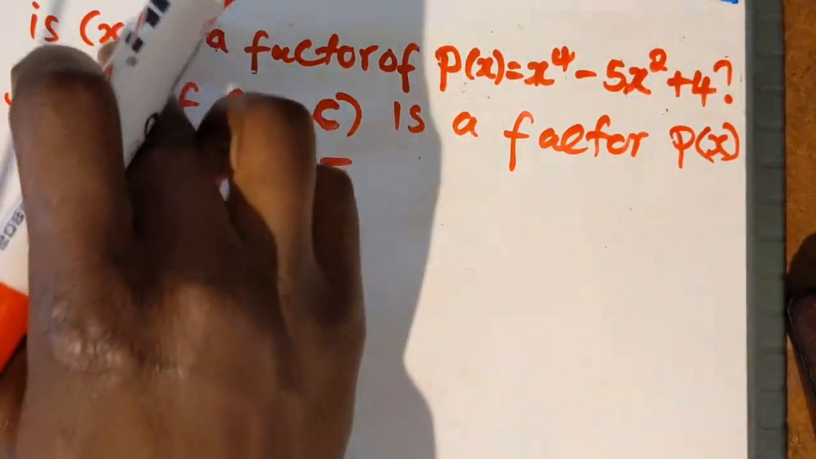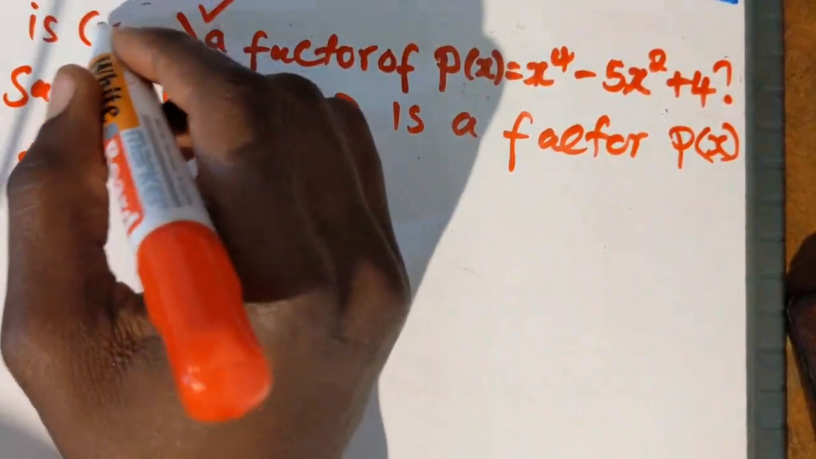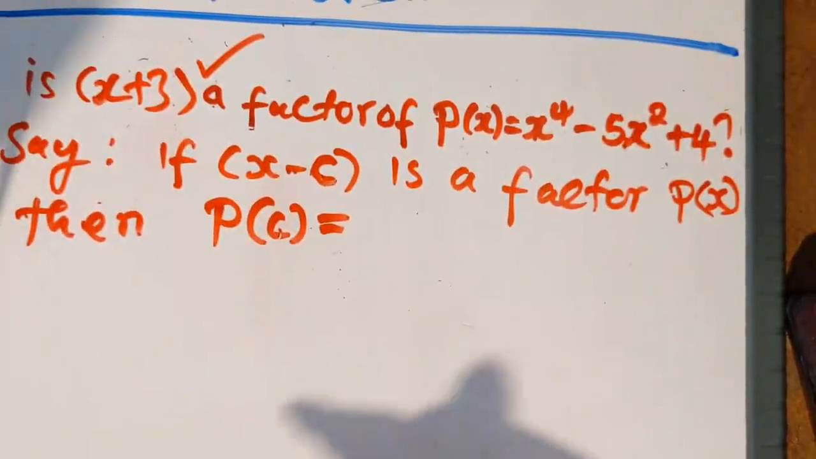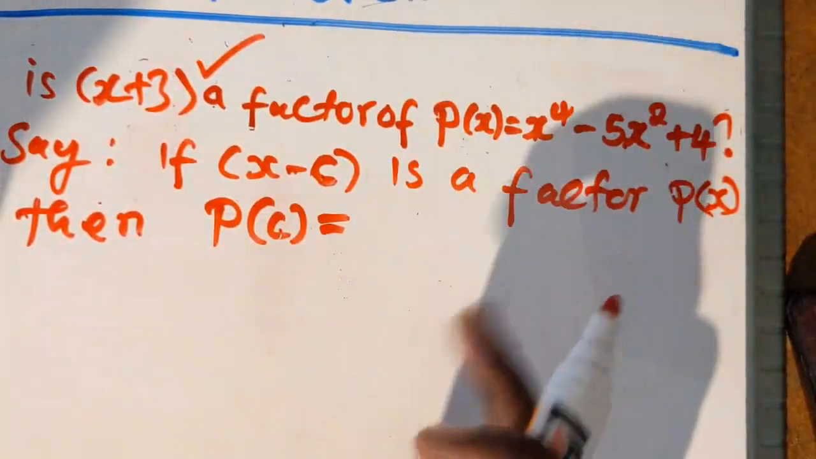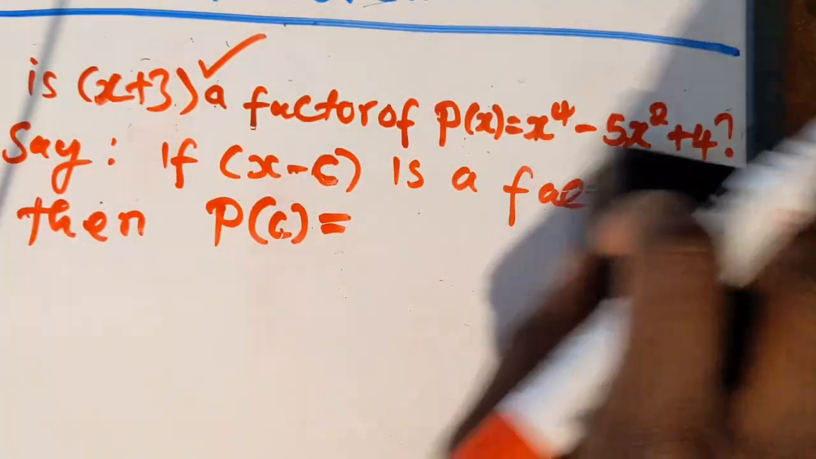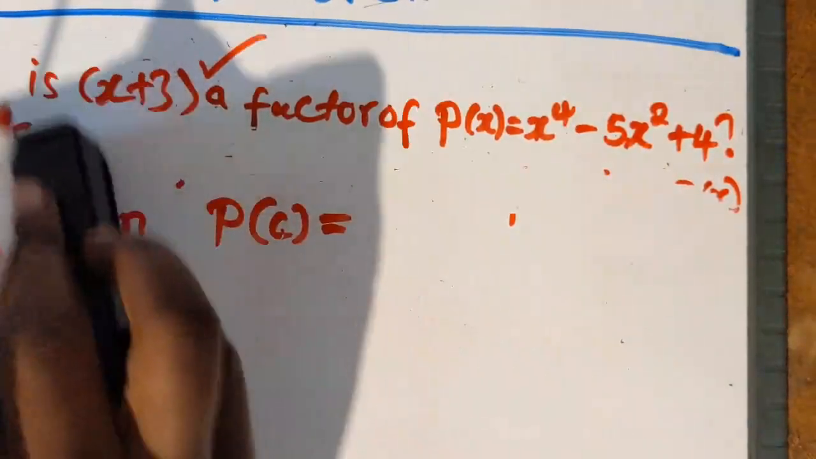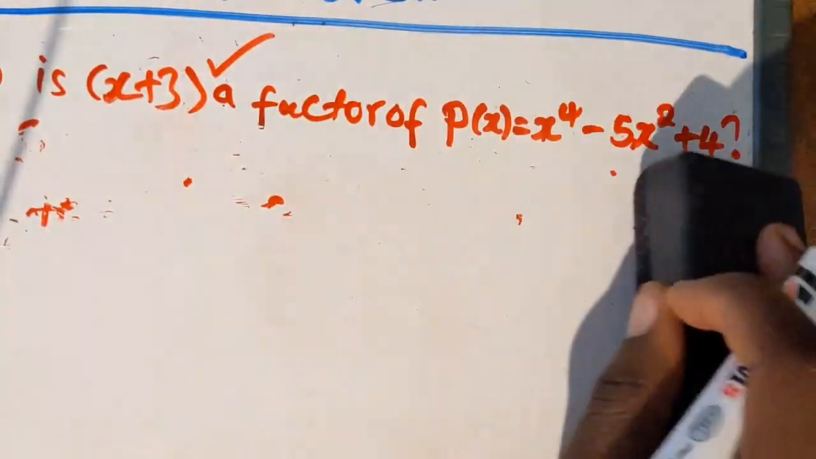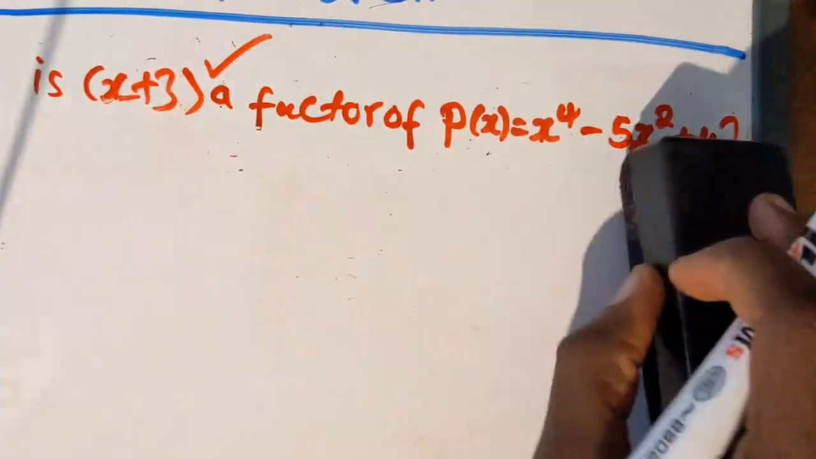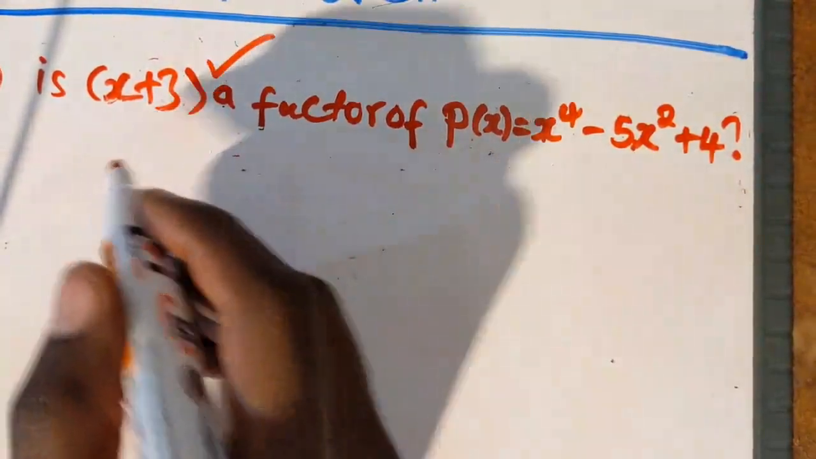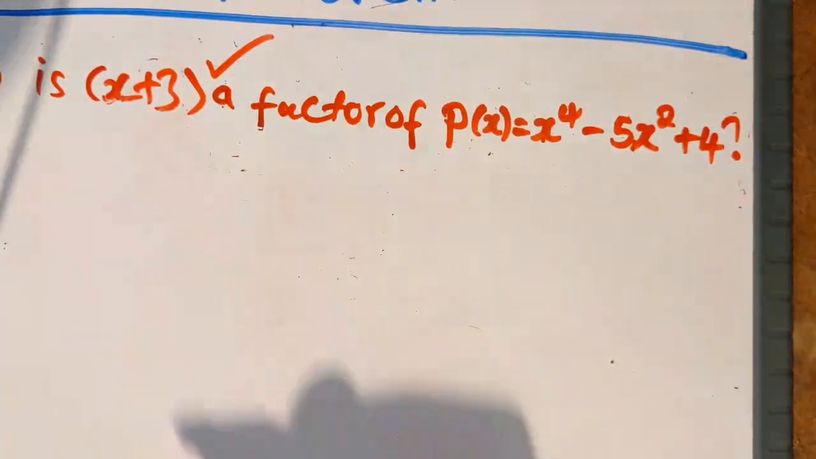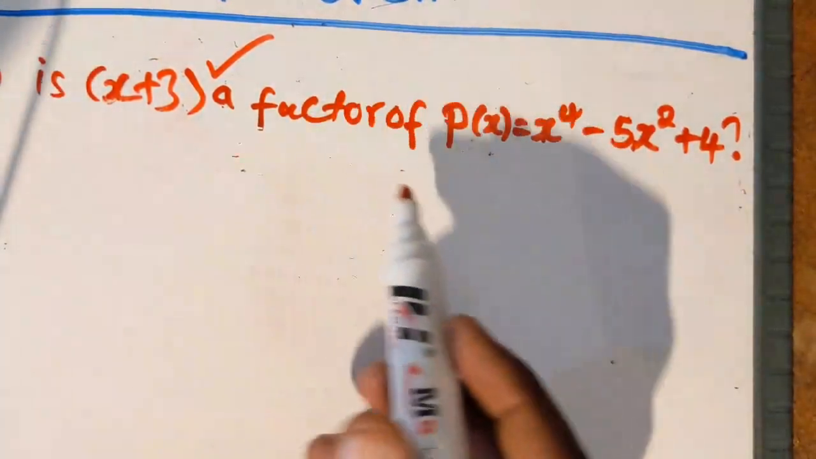All right, so let's prove. Let's say here we have x plus 3. Then you're asked, is it a factor of the polynomial? This same polynomial. Then we are talking about the factor theorem, I mean the remainder theorem. The remainder theorem will give you a remainder when you divide this into that. So let's prove if it is the remainder theorem or the factor theorem.